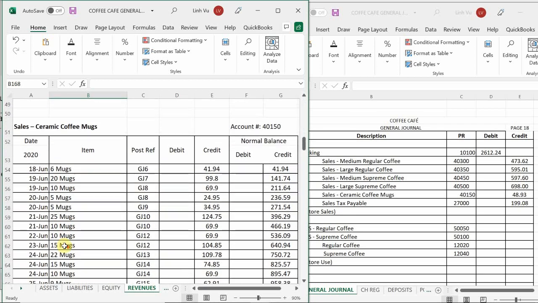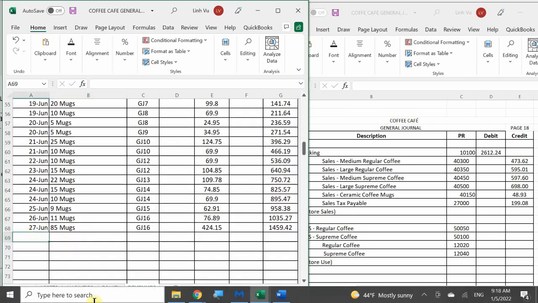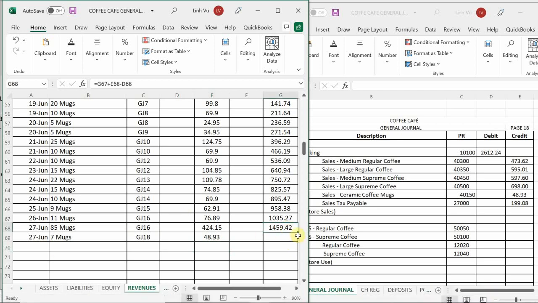We got some ceramic coffee mugs. How many mugs did we sell? We sold only 7 mugs, for $48.93. Giving us our total to be 1508.35. Good. Last but not least, we got some sales tax.